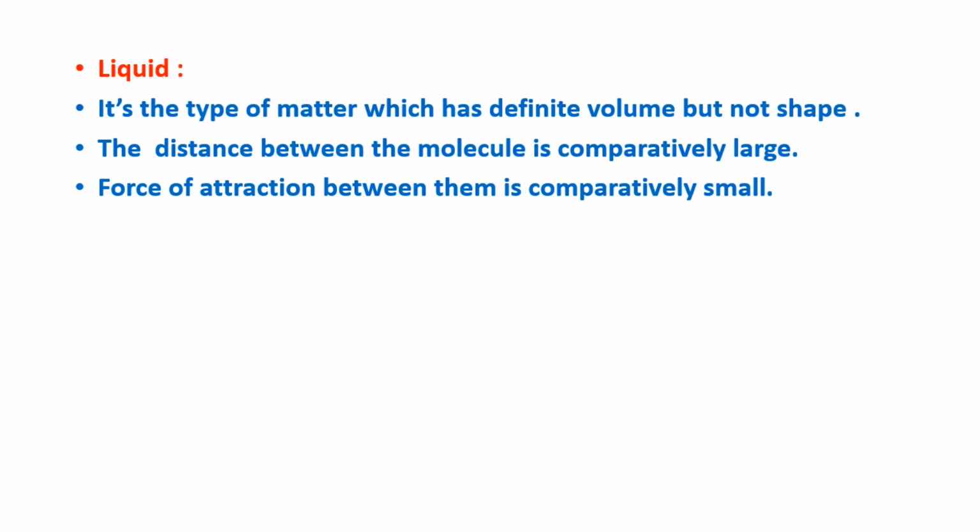So what is liquid? The property says that it is the type of matter which has definite volume but not definite shape. Why? Suppose I am taking two molecules, and in that case the distance between the two molecules is comparatively large than the solid. If the distance is comparatively large than the solid, it means the force of attraction is comparatively small.